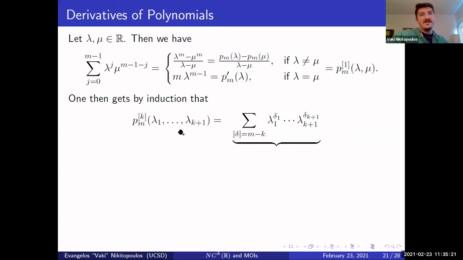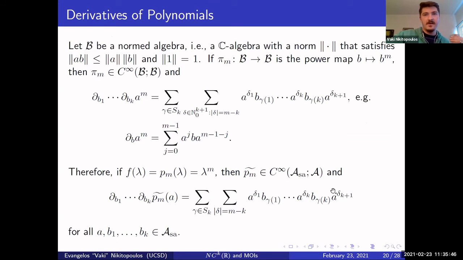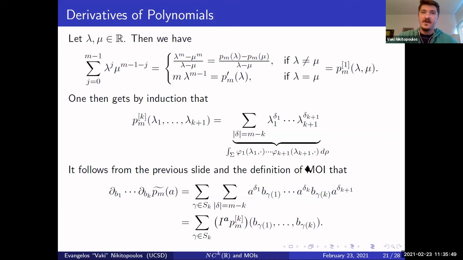And now I'll point out that this is a decomposition of this function of k plus 1 variables as an integral over this finite measure space of functions of one variable, each one at a time. So a product of functions of one variable. So that gives us, if we look at the derivative formula from the previous slide, this guy right here, and we recall the definition of the multiple operator integral, this derivative formula actually says precisely that this derivative is the symmetrization of the desired multiple operator integral.